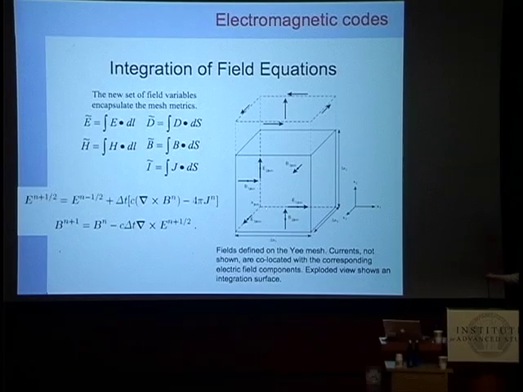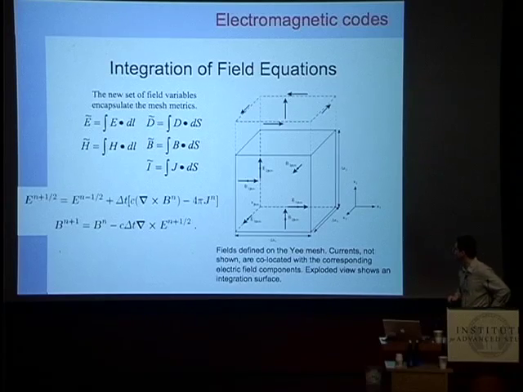So let's say if this is the y direction, this EY is going to be defined here, EX is going to be defined here, EZ is going to be defined in the middle of this edge. Okay? And then the magnetic fields are defined in the middle of the faces. Okay? So the magnetic field is transverse to the face, in the middle of the face, over there, and over there. Okay, so why do we do this?